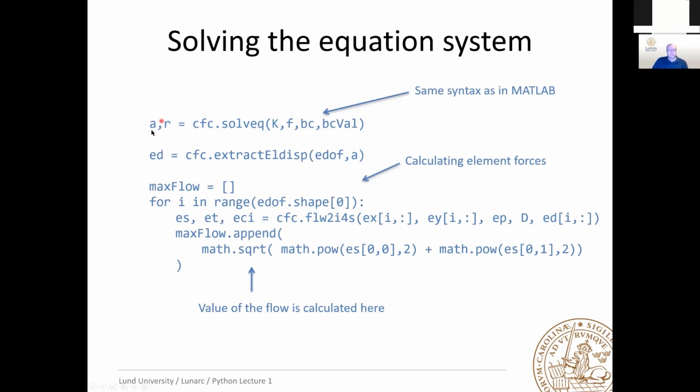So solving is just like we did before, A, R, and CFC solveq. And then we apply our boundary conditions here as input. We extract our element displacements. And the same thing here, we loop over here and extract our element forces, and add them to the result vector max flow here as well.